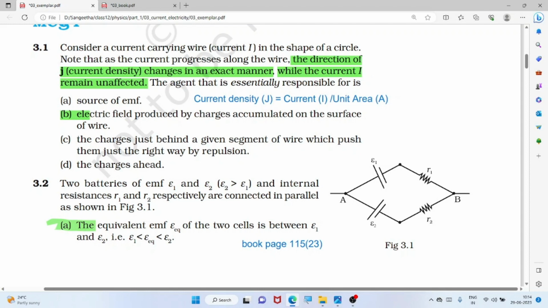The agent that is essentially responsible for this is the electric field produced by charges accumulated on the surface of the wire. The other options are not the correct answer. So this is the correct answer: electric field produced by charges accumulated on the surface of the wire. Current is the same, but the current density changes.